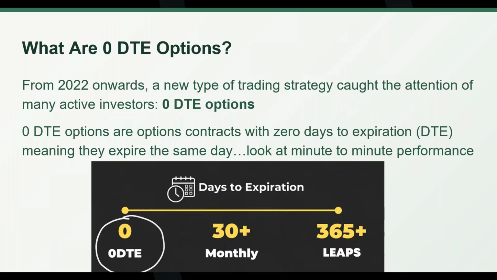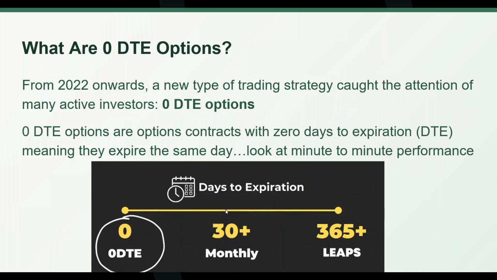And so this involves looking at minute-to-minute performance on very short time frames. It's not like you're holding this overnight or swing trading it. These things have to be done and dusted by the market close. So to kind of put that into perspective, you've got the long-term options, 365 days, they're LEAPS.